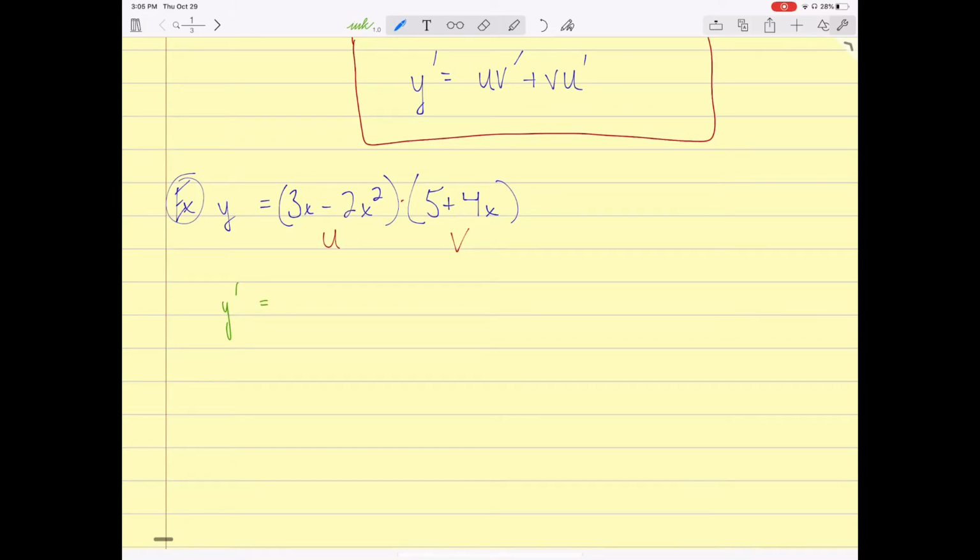This says to take u, which is 3x minus 2x squared, multiply it by v prime, the derivative of 5 plus 4x, which is 4, and then add that to v multiplied by the derivative of 3x minus 2x squared. The derivative of u is just 3 minus 4x. Quite simply, that is done to the extent that the AP College Board wants your answers if you've taken the AP test.